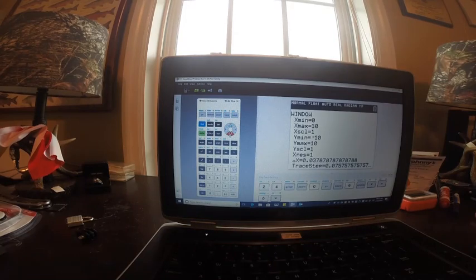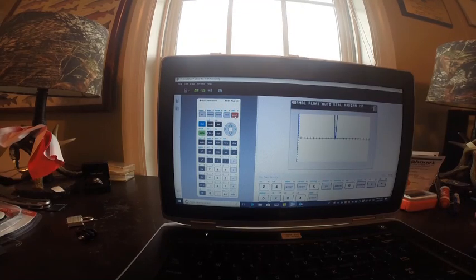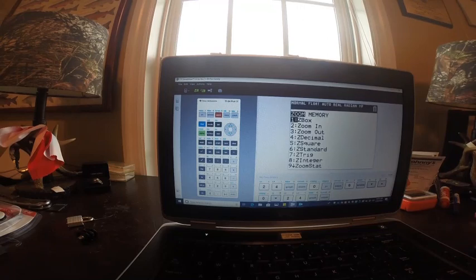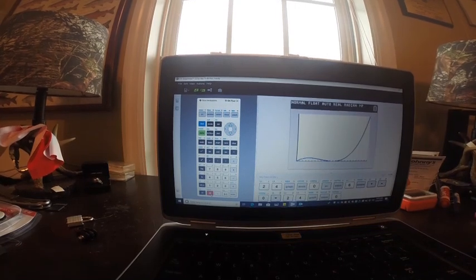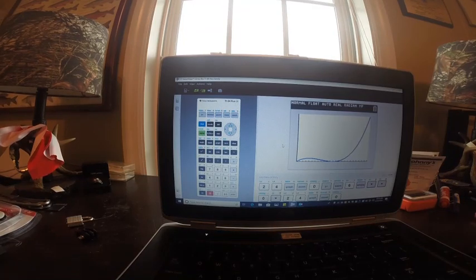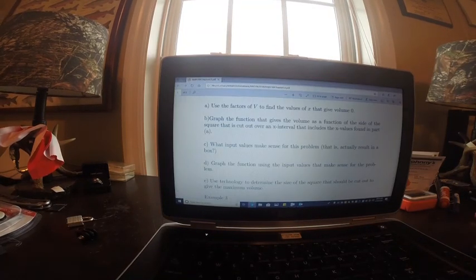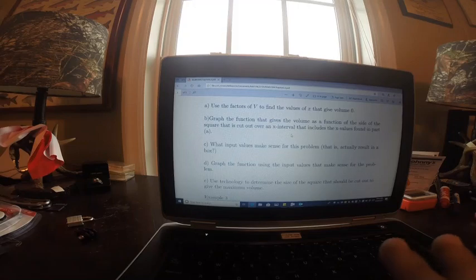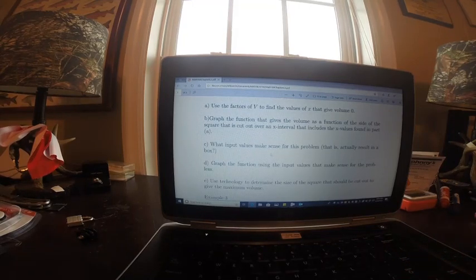So if you start here at 0, that makes sense. And you could go to 12, but I'm going to actually go to 24 because that's the total length of our side. If you graph that, it looks a little better, but it's still kind of squirrely. If you hit zoom fit, which is zoom 0, you get a pretty decent looking little graph right here. So going back to the question, it says graph the function. We've done that. C says what input values make sense for this problem. That is, actually result in a box.